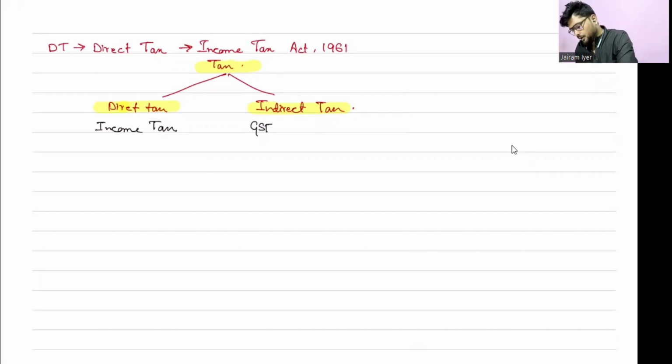Now, when I say that income is earned, don't you think this direct tax levy is directly upon you, or that you have to bear it directly from your own pocket?